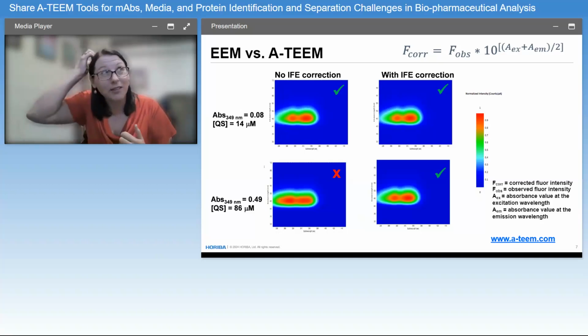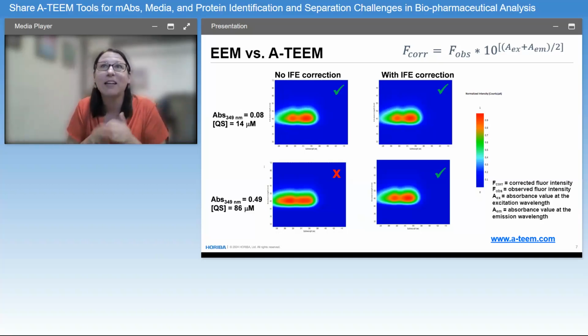And really, many, if not most, products in biopharmaceuticals are working with higher optical densities, unless you're looking at some low contamination species. So here is an example we use just to show an example for a standard. This is quinine sulfate at both a low concentration, an optical density of 0.08, so below 0.1, and one with a higher optical density of 0.49.